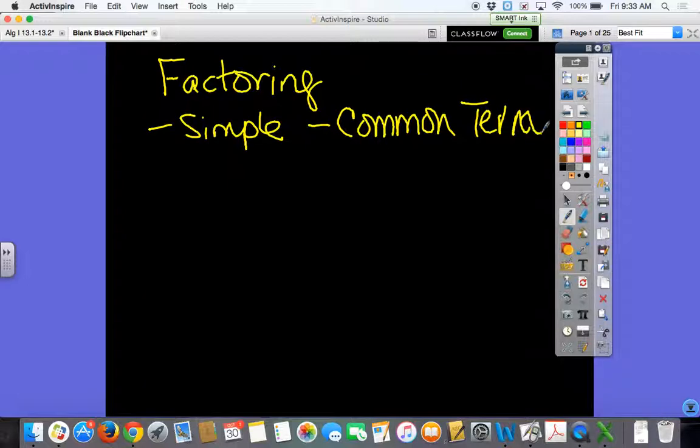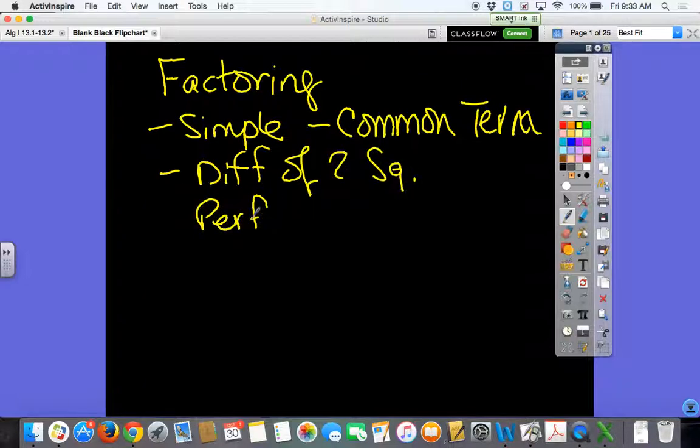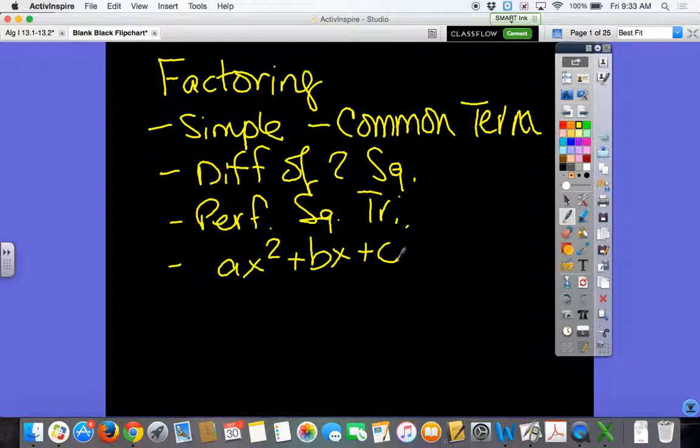There are several other kinds. You've got the difference of two squares. You've got perfect square trinomials. And then you've got the two different versions for if you've got ax squared plus bx plus c, where a is equal to 1, and then you've got the version where a is not 1. So basically you've got a coefficient of x squared that's not 1. Those get a little bit more complicated.